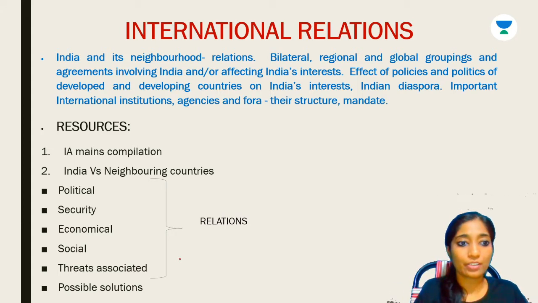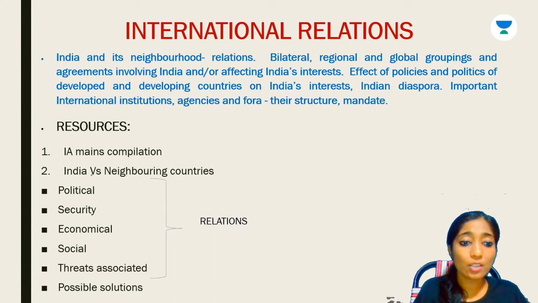So the polity part is over. Resources for each and every portion of the syllabus have been explained. And now comes international relations. Here you have India versus international, that is neighborhood relations, bilateral relations, the Indian diaspora, and important institutions and their structure and mandate. For resources, first and foremost is the Mains compilation, subject-wise compilation. Any institution's compilation will be sufficient.